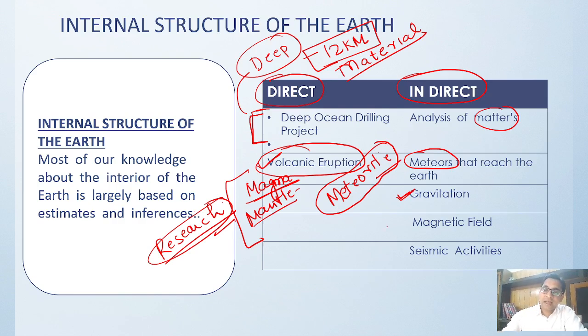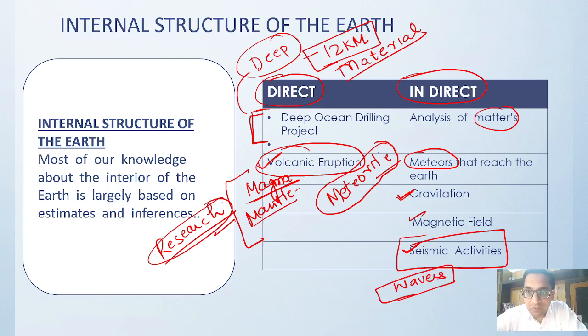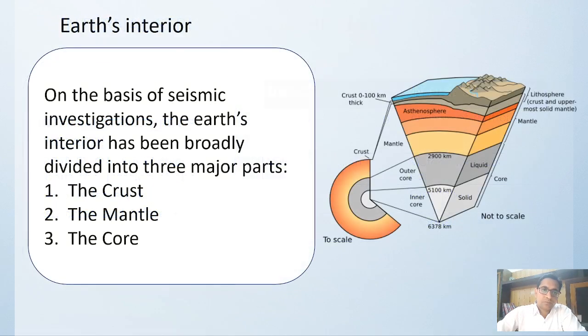Then magnetic field lines, then seismic activities, like the waves, right? Earthquake waves are there. By studying earthquake waves and everything, we are able to find out what is there inside the Earth. So these are the direct and indirect sources. They can ask you a question on what the direct and indirect sources are, and how you will be able to find out the internal structure of the Earth, right?